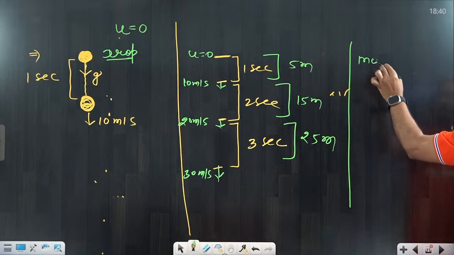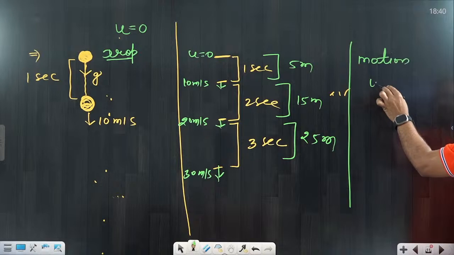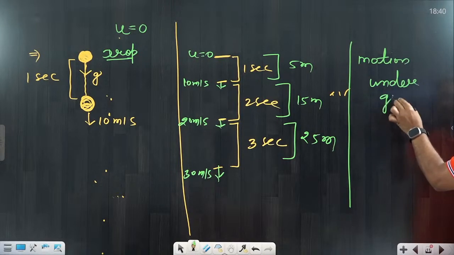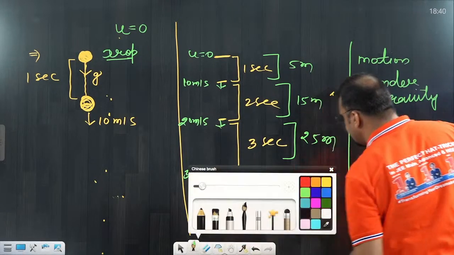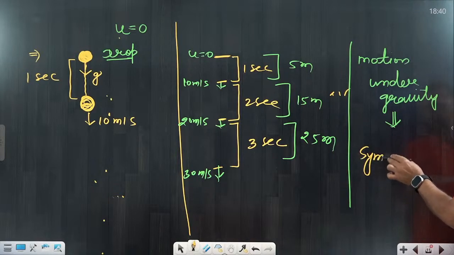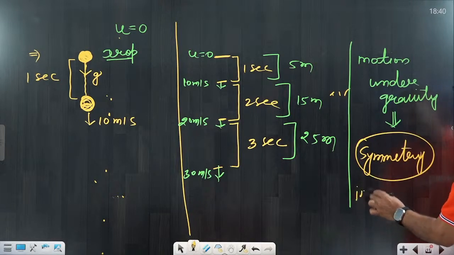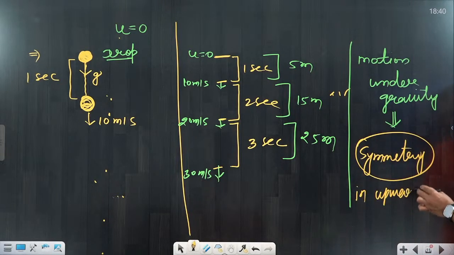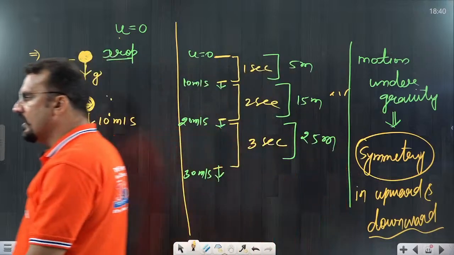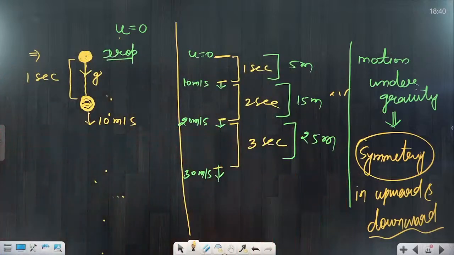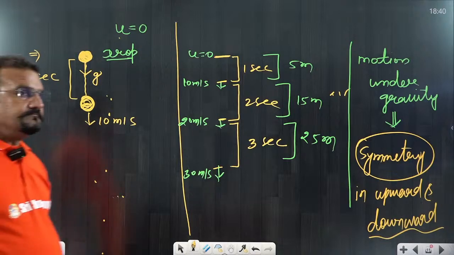In motion under gravity. Which topic? Motion under gravity. Very important. This symmetry technique is very important. We can use symmetry. What do you mean by symmetry? Don't worry, I will tell you in detail. Symmetry in what? In upward and downward journey. First you make this note. In downward journey and in upward journey there is always symmetry. Let us take one example to understand this concept properly.